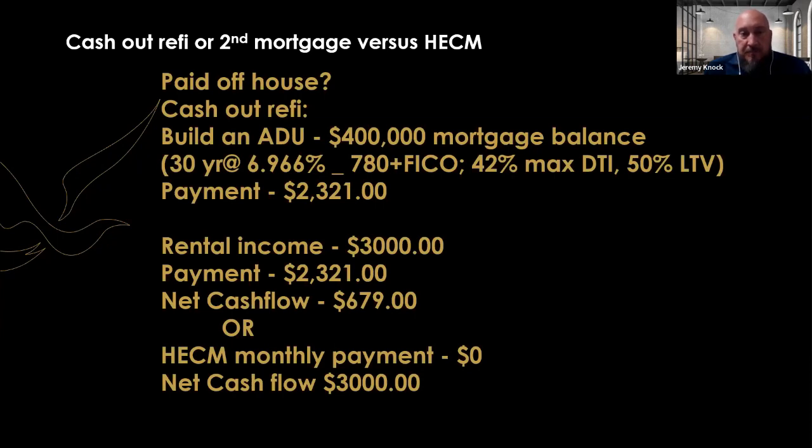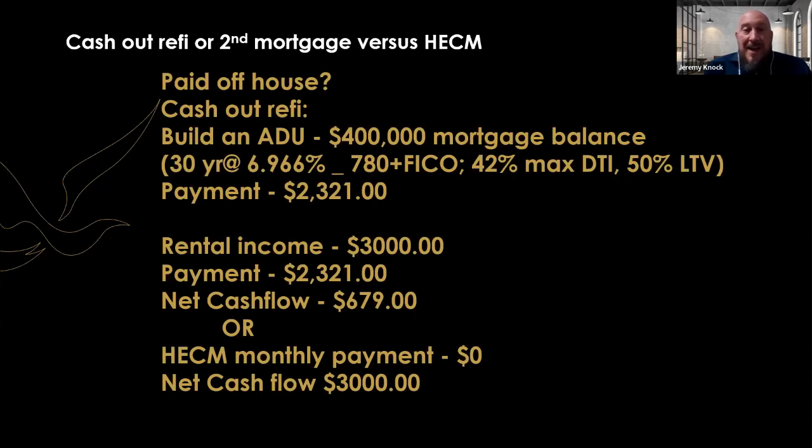If you're on a fixed income, now let's say that rental income is $3,000. You subtract out the payment. That means your net cash flow is $679 a month. Now, could you rent it out for more? I don't know, maybe, but you're not paying any less than that unless you get a lower rate than that.